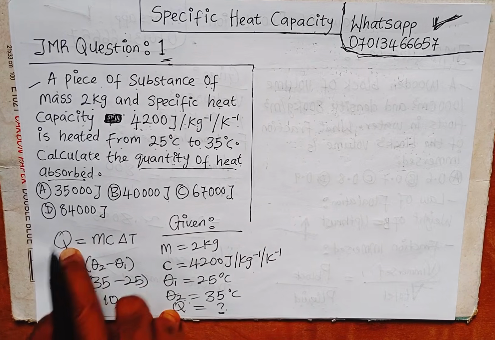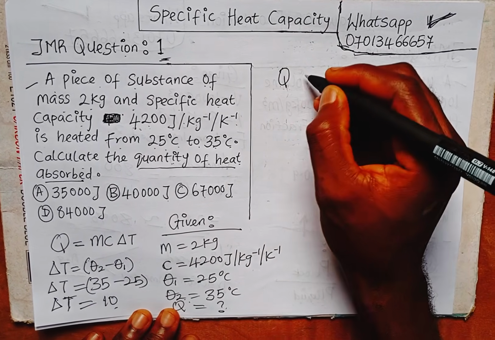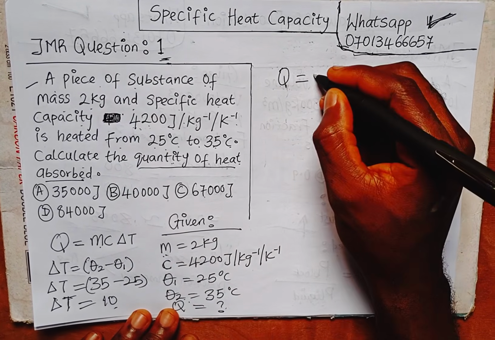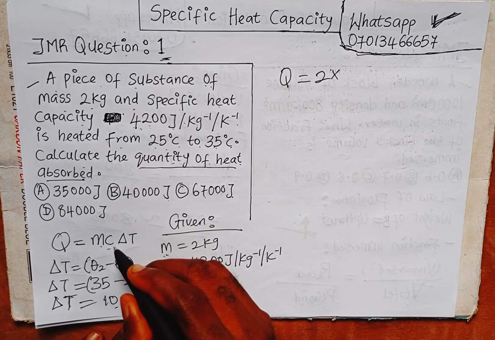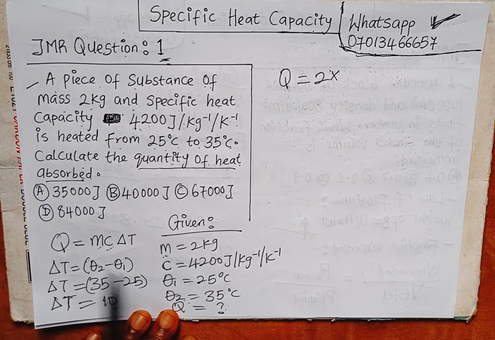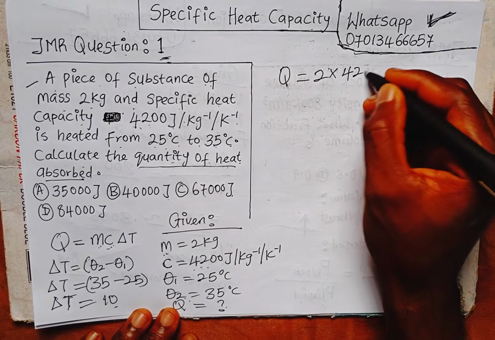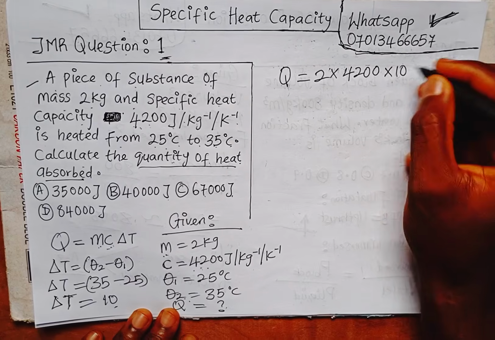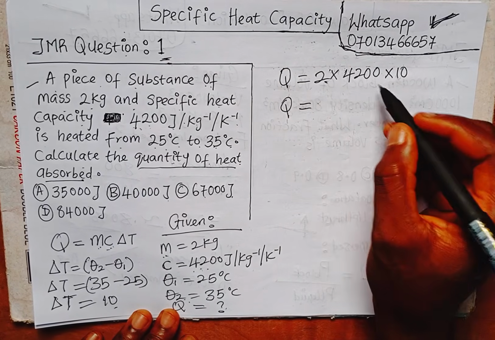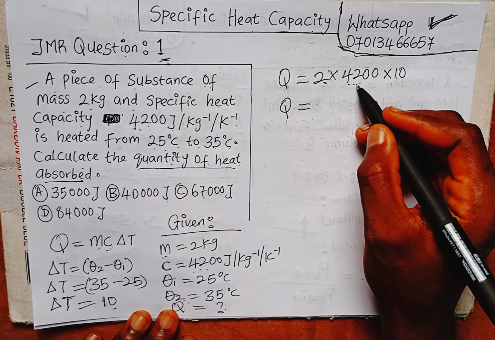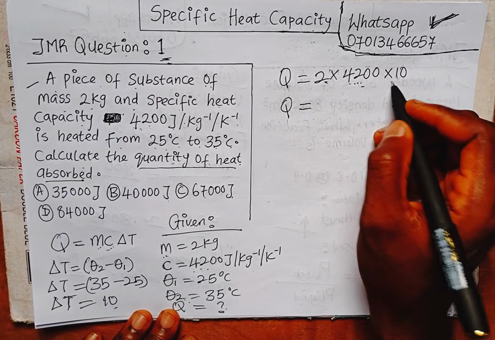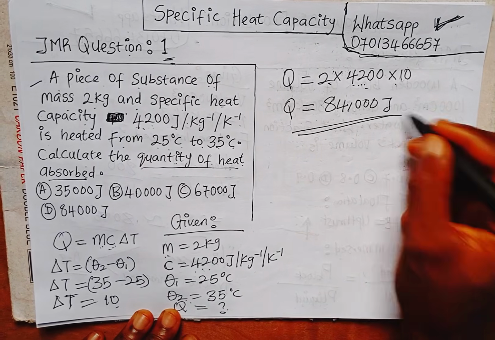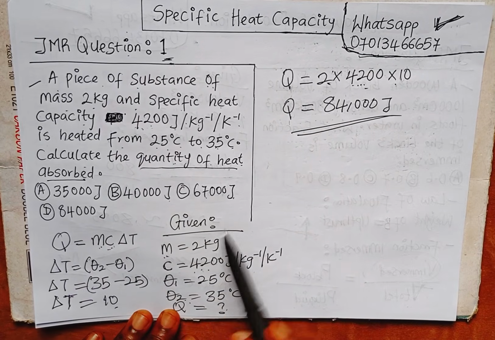So we are now going to bring in this formula and use it to solve. Q, our quantity of heat, is equal to M, the mass, which is 2 kilogram, times C, the specific heat capacity, 4,200, times the change in temperature, which we already have here, 10. So Q is equal to 2 times 4,200 times 10. 2 times 4,200 gives us 8,400, and 8,400 times 10 gives us 84,000 joule.